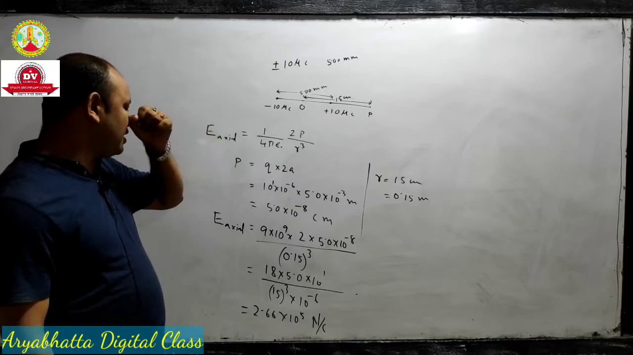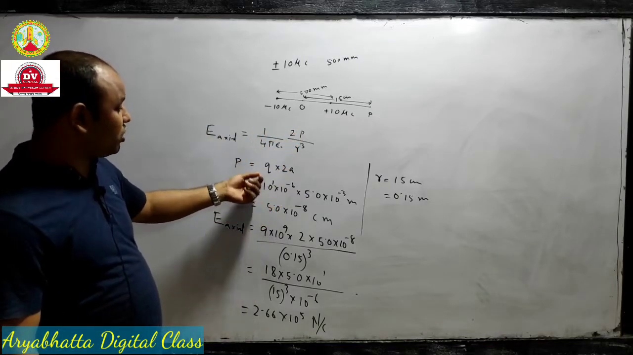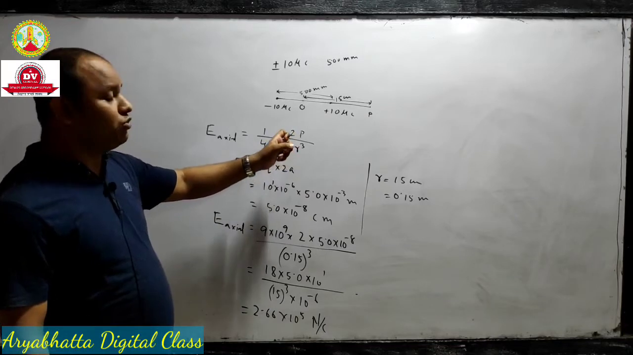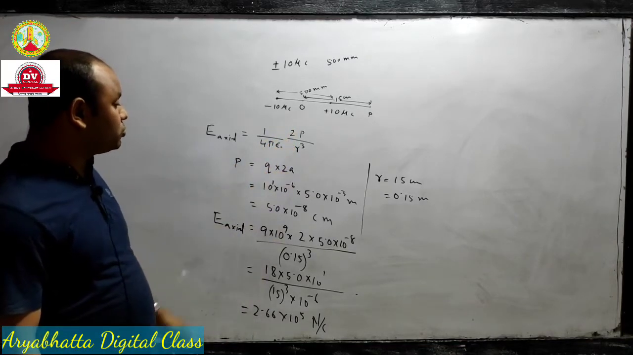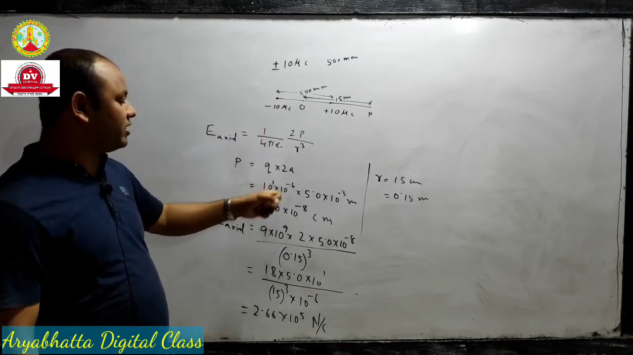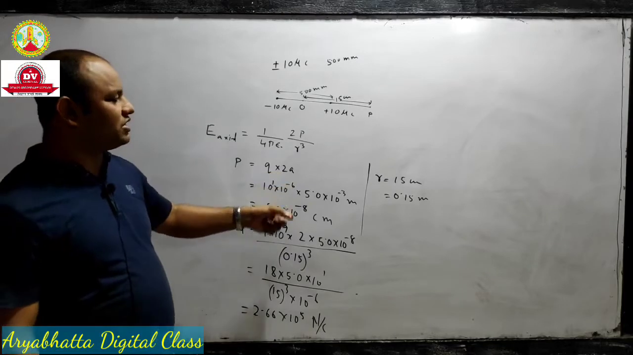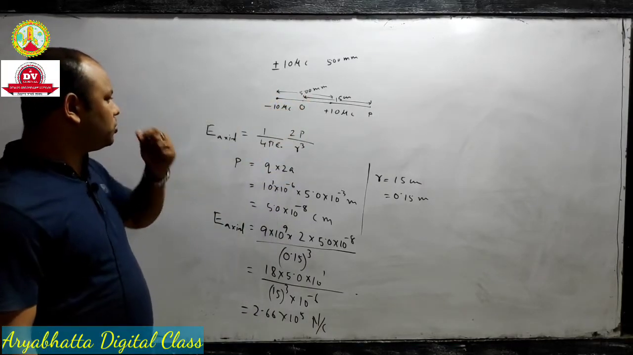1 by 4 pi epsilon naught times 2P by R cube. P is the dipole moment. P means the value of the dipole moment, which will be equal to the charge times the separation between them. So Q is 10 microcoulomb, that means 10 into 10 to the minus 6 coulomb, and 2A, the separation between the two charges, is equal to 5.00 millimeter.